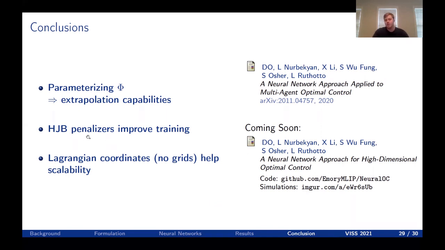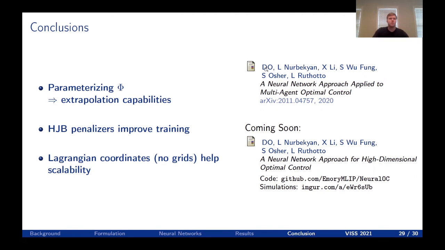The ISS Finalizers, they improve training, but they're not necessary to solve the problem. And then the Lagrangian coordinates we were using, since we're integrating everything over the paths themselves, allowed us to scale to higher dimensions without the need for grids.